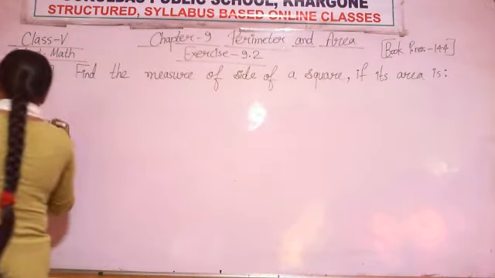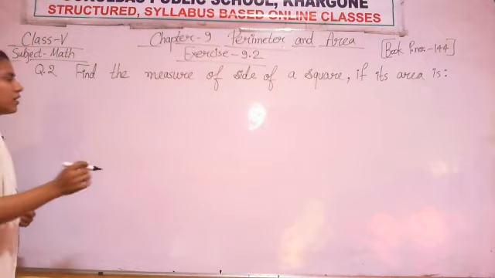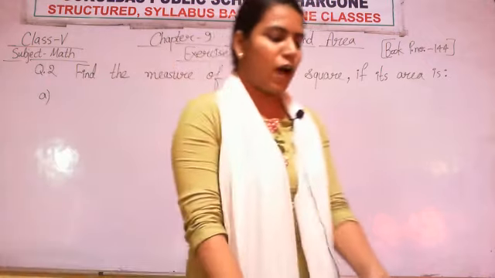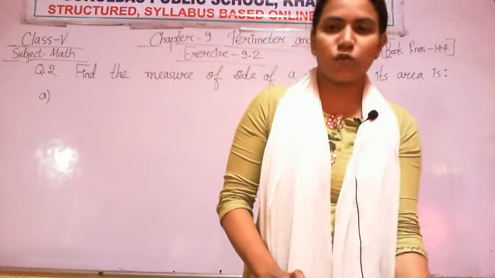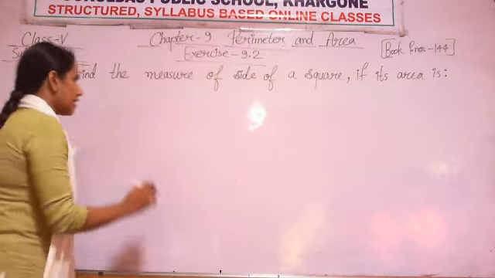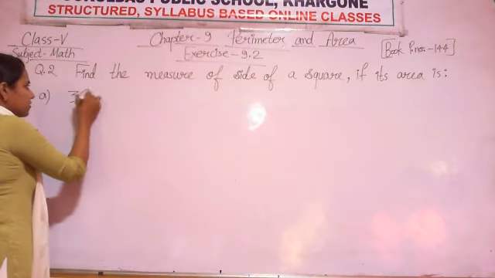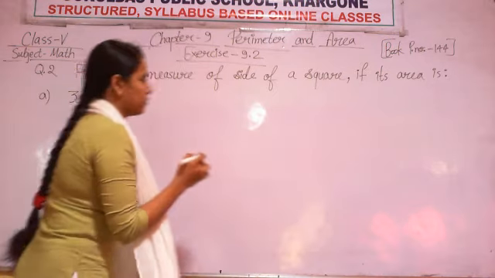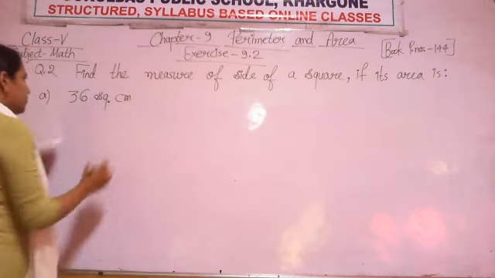Okay. And one thing is given here. What is given? Area is given. Now area is given and the task is to find side. So part A, area given is 36 square centimeter.